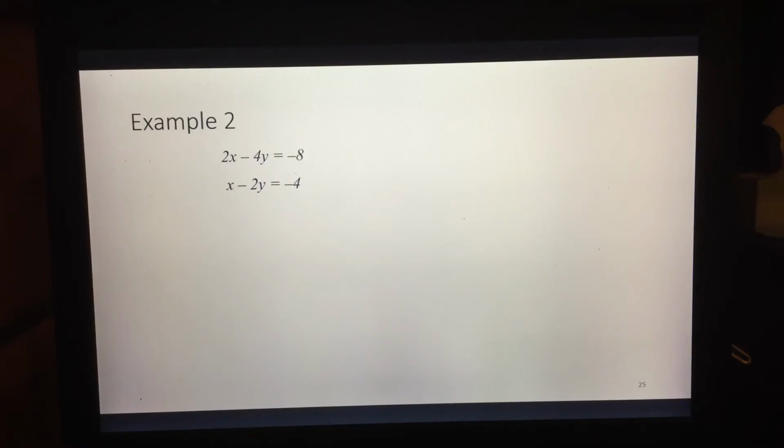So let's look at another example. 2x minus 4y equals negative 8. x minus 2y equals negative 4. I'm going to start with our first step. Do you remember it? It starts with an S. Single out a variable in one equation.